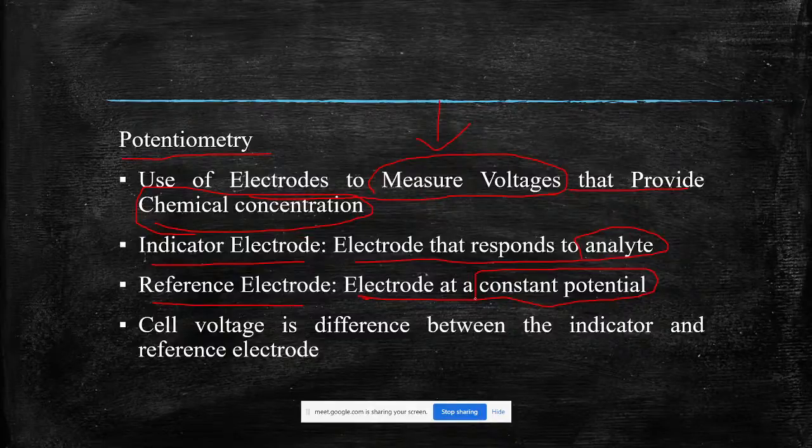By comparing the potential, that is the voltage conducted by the indicator electrode, with the reference electrode, we will be able to measure the concentration of the unknown solution. Here we call it the cell voltage. It is the difference between the indicator and the reference electrode.